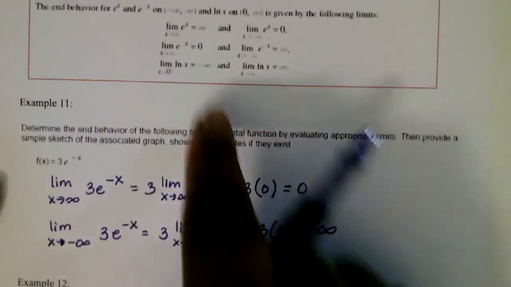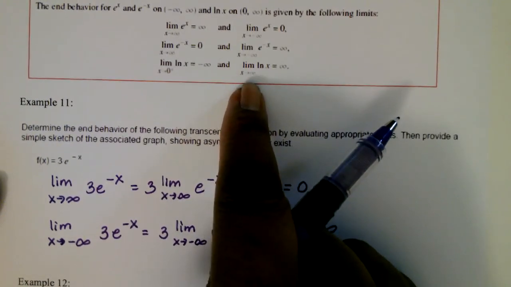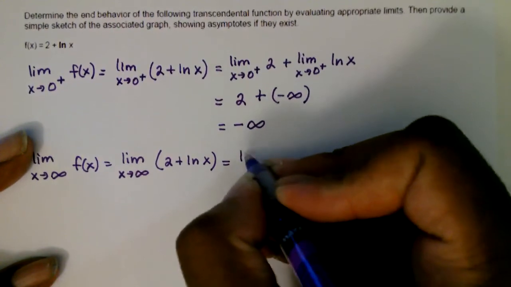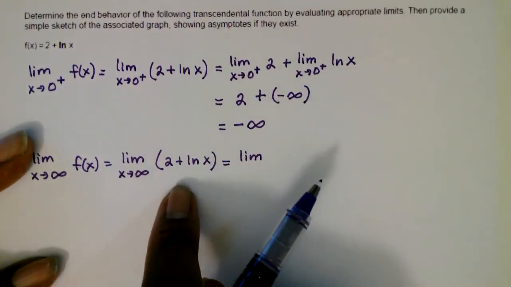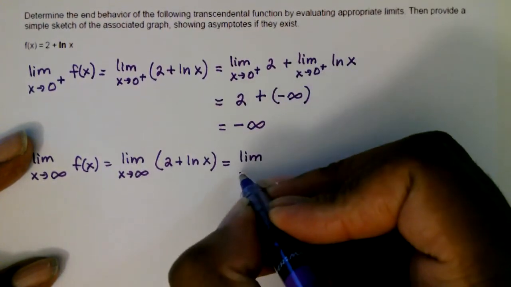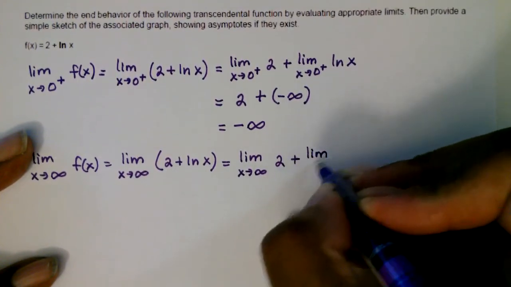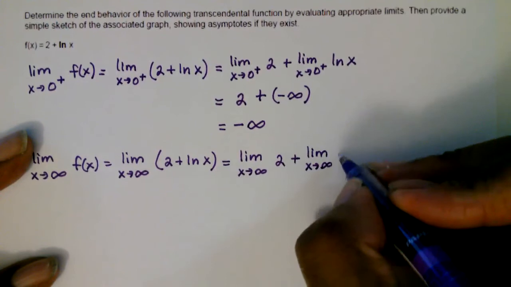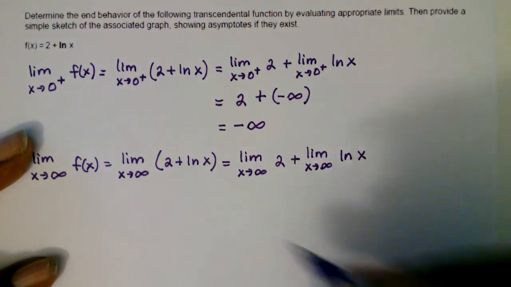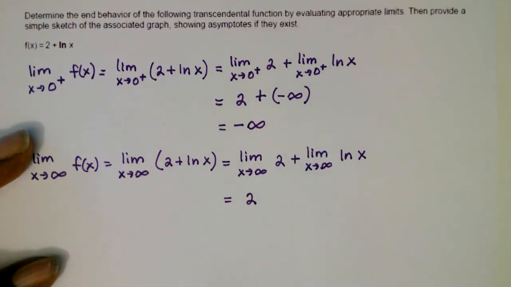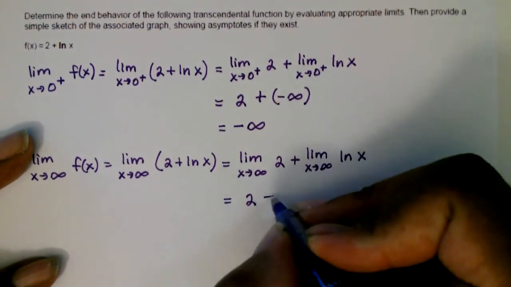So in this case here, I'm using this one right here. As x approaches infinity, I'm finding the limit of the natural log of x, and this has the natural log in it. So now, the limit of a sum, again, will be the sum of the individual limits. So it'll be the limit as x approaches infinity of 2 plus the limit as x approaches infinity of ln of x. Well, the limit of a constant is a constant, so the limit of 2 as x approaches infinity will be 2 plus the limit as x approaches infinity of ln of x.